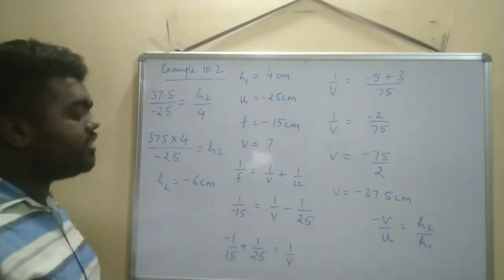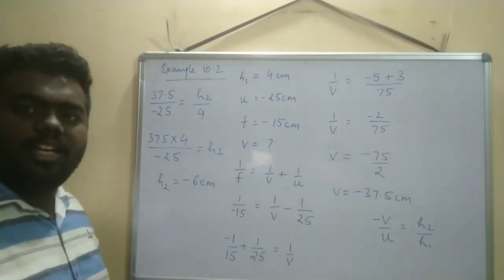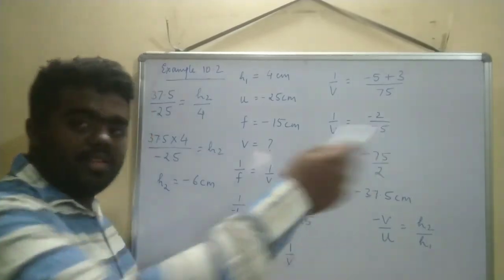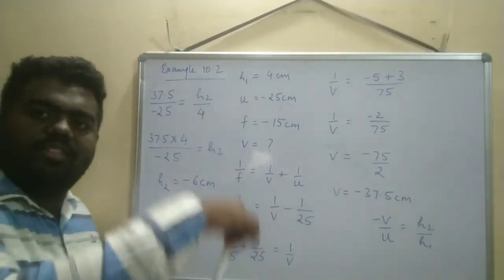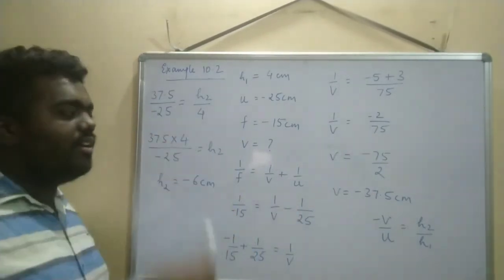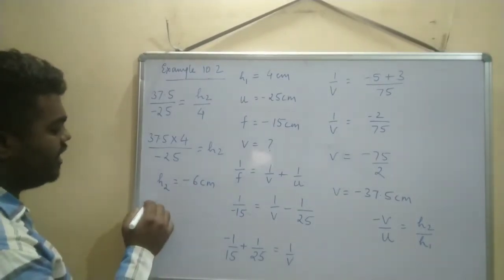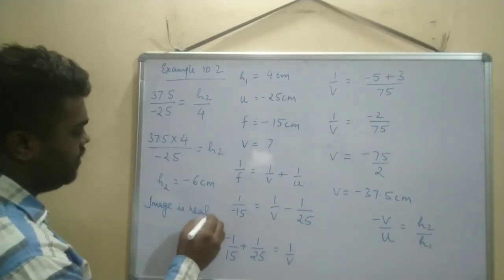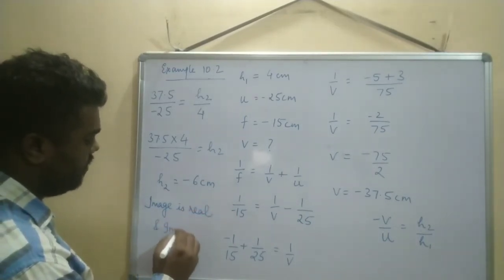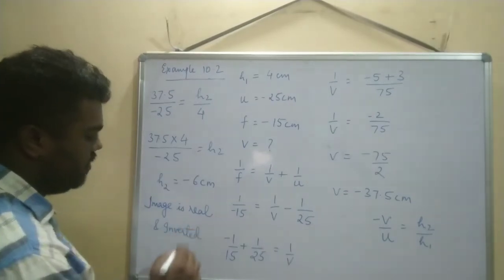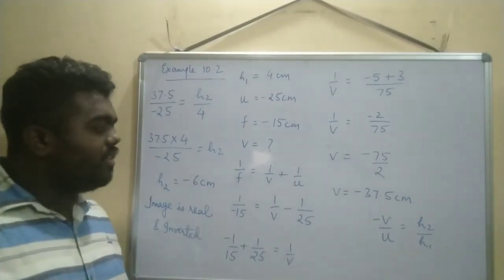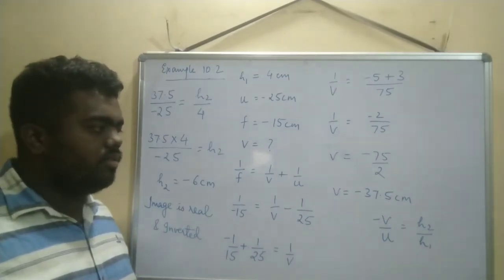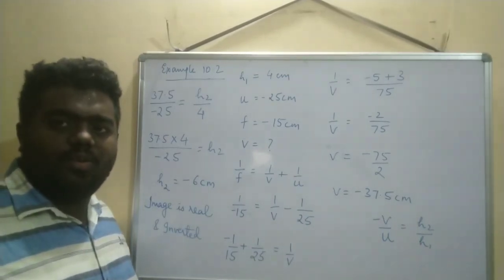Minus 6, this minus sign shows that the image is real and inverted. It is formed on the left side, so it is real, and the minus sign means it is inverted. So we will write: image is real and inverted. Fine, so we have done both types of questions. We will keep the class till here. Okay, thank you.